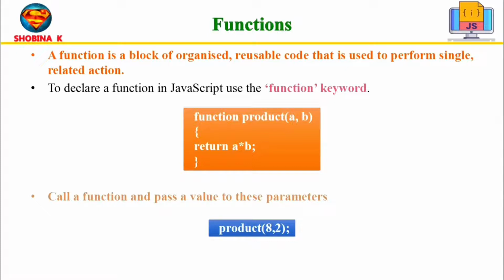Function parameters are listed inside the parentheses in the function definition. Function arguments are the values received by the function when it is invoked. Inside the function, the arguments or the parameters behave as local variables.